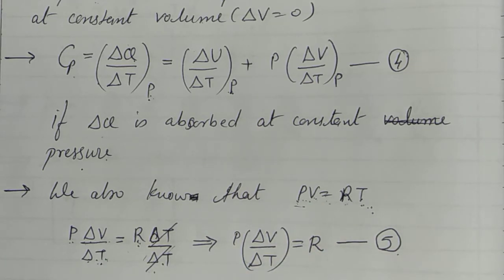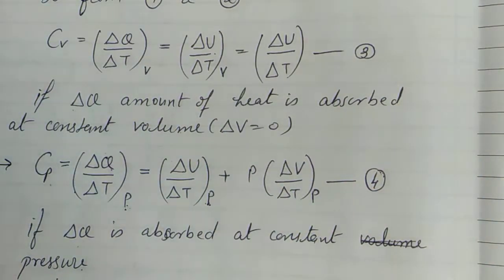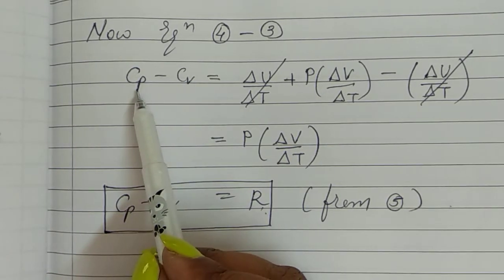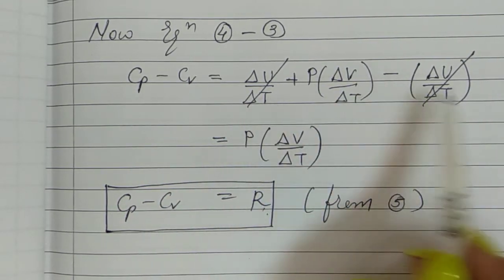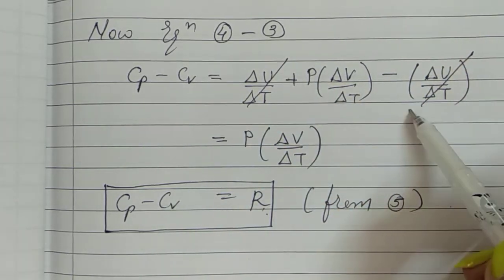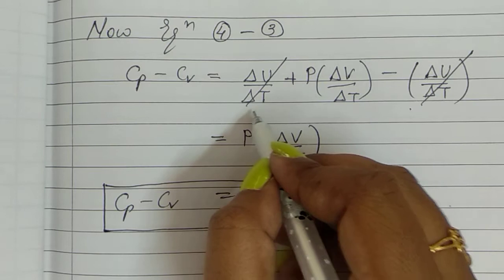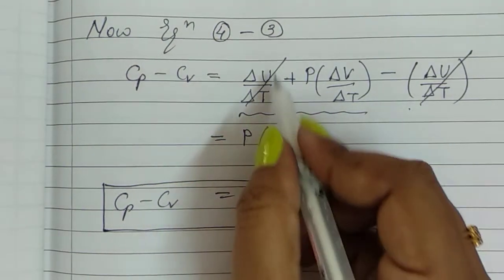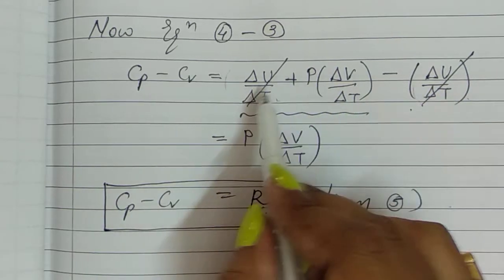Now what will I do? I will do equation 4 minus equation 3, that is Cp minus Cv. So just see here, I have substituted the value of Cp and Cv obtained from equation 4 and 3, and when I substitute the values, you can see that these two quantities will get cancelled. That is why it is necessary to omit the subscripts. Otherwise, see, this is the value of Cp, so here the subscript would be P, and this is the value of Cv, so here the subscript would be V, and then you could not cancel these two.